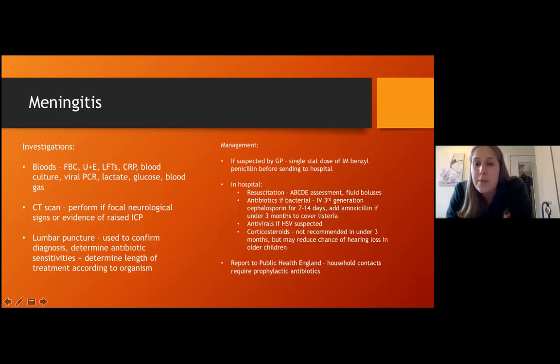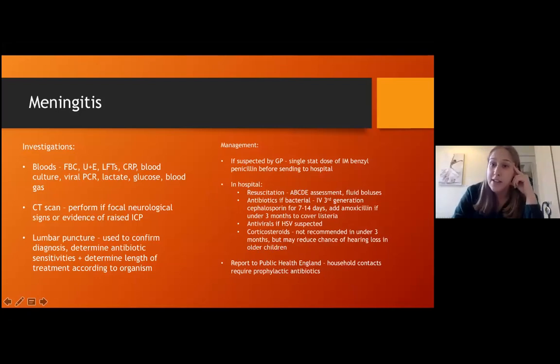If they're under 3 months, you should add amoxicillin because that will get rid of listeria, which is a common cause in a neonate. If HSV is suspected, so those reasons that we talked about before, antivirals would be given. And then corticosteroids, you shouldn't give them to babies under 3 months, but in older children, these are thought to reduce the chance of hearing loss, which is a common complication of meningitis. So that's to prevent the long-term complications rather than to actually cure the meningitis.